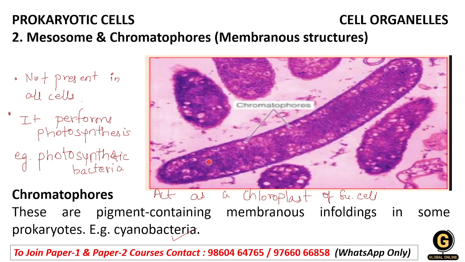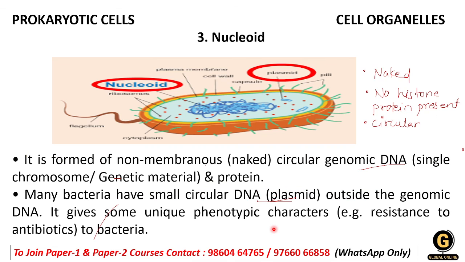Yes, the next infolding is the chromatophore. These are pigment-containing membranous infoldings in some of the prokaryotes, so they are not present in all cells. It performs photosynthesis. An example is photosynthetic bacteria. If we compare this chromatophore with the eukaryotic cell, it acts as the chloroplast of the eukaryotic cell, because photosynthesis is taking place. Next is the nucleoid. It is present in a circular form. It is naked and non-membranous. No histone protein is present in it.